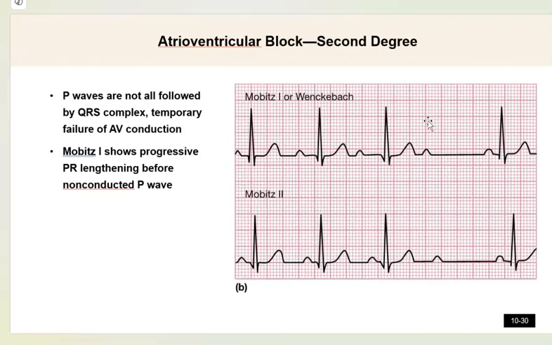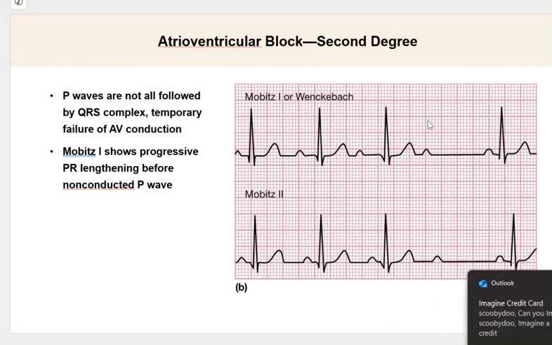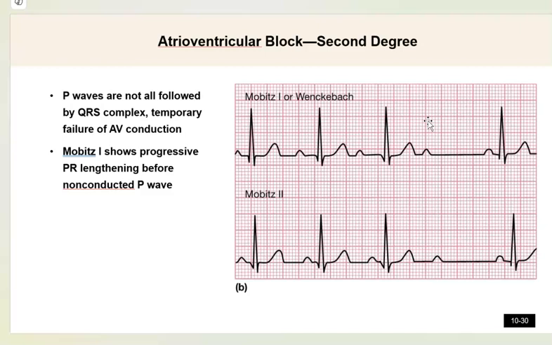A second degree AV block means that some P waves are not followed by a QRS complex. So you get these moments of failure of AV conduction. We call it Mobitz type 1 or Mobitz type 2. Mobitz type 1 shows progressive PR lengthening before a non-conducted P wave. Many of us probably learned Wenckebach, and we would say Wenckebach, and it would be longer and longer, and then you'd get a P that's not conducted.